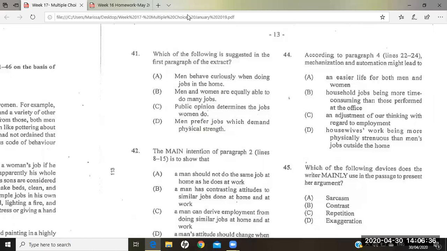Anybody willing to answer this question? So Honey, I'm saying B. Yes, the answer is B. In the first paragraph, they did establish that men and women are equally able to do many jobs. Very good. So for 41, the answer is B.